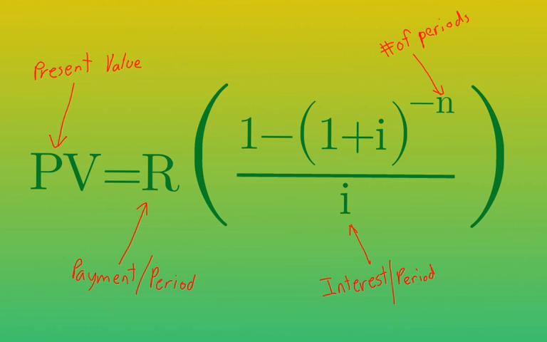The formula for present annuities is PV equals R times (1 minus (1 plus i) raised to negative n) divided by i, where present value is represented by PV. R is the payment per period, i is the interest per period, and n is the number of periods. You will understand this by solving the examples.